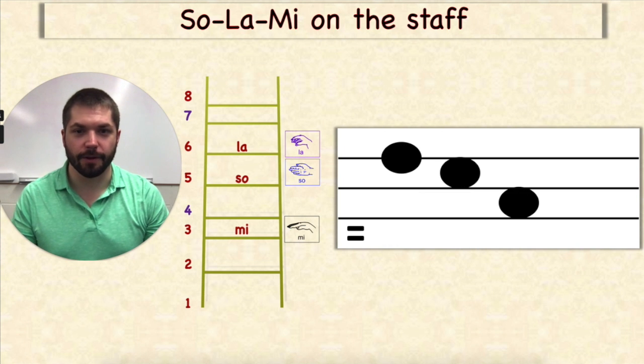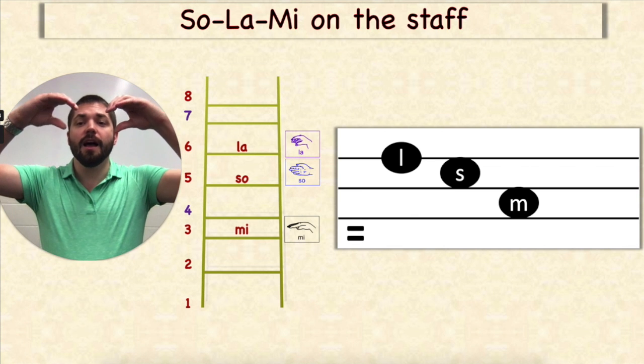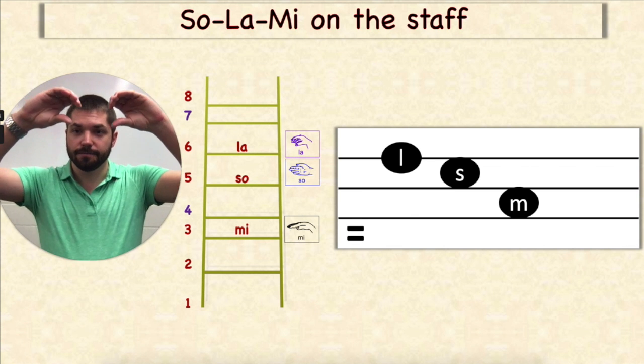Okay, and what if it goes the other way? What would this be? Top one is la, and then so, and then mi. Let's sing it. La, so, mi.